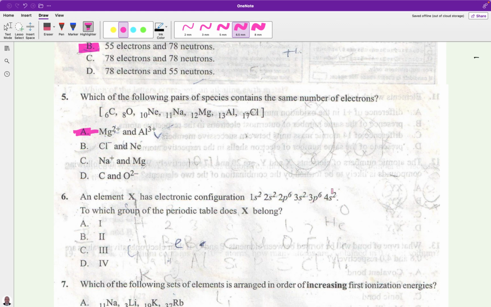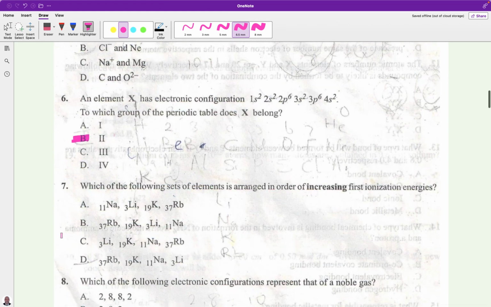So the last electron in the outermost shell is in the s orbital, and there are 2 electrons there. Therefore, it belongs to group 2 of the periodic table. In that case, we say it is a metal because it's s block, and with 2 electrons, it shows that group 2 contains metals that have 2 electrons in the outermost shell. So it belongs to group 2, and our answer for 6 is B.